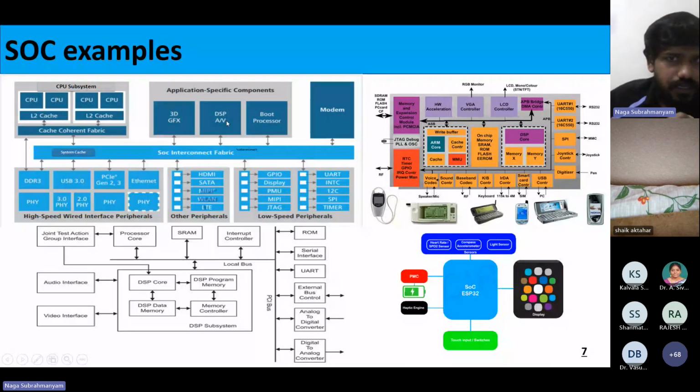Here you can see a DDR, double data rate, and this is USB. This is PCI, Ethernet. All those respective layers will be here, and here some of the other kinds of peripherals: WLAN, SATA, HDMI, LTE. All these things will be here.